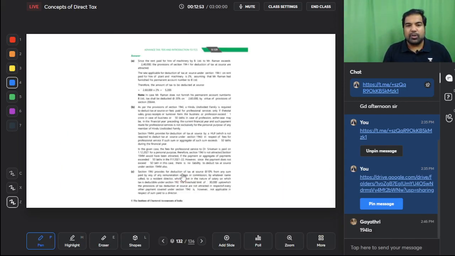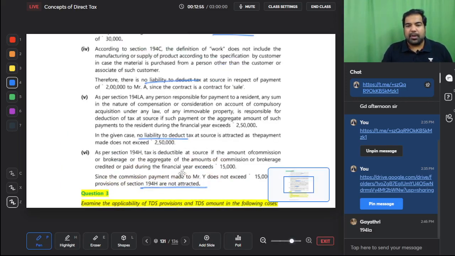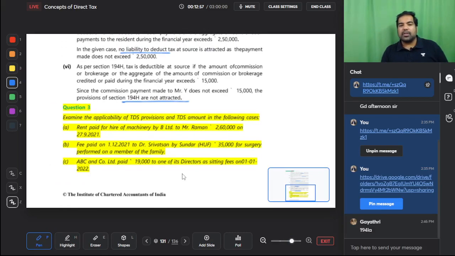Guys, this is question number 3. It has 3 subparts to it. You get 3 minutes to do this before we start discussing TDS provisions and TDS amount. Over to you all, please.